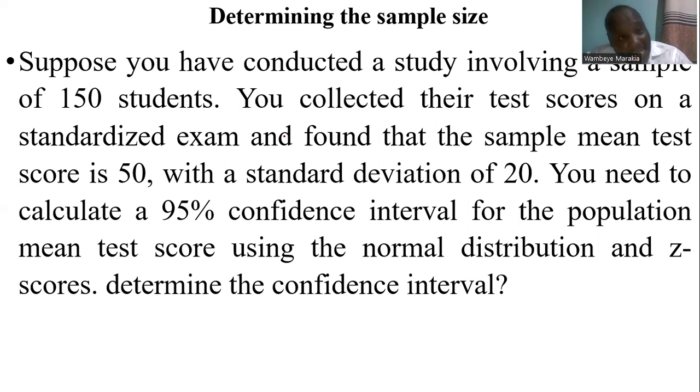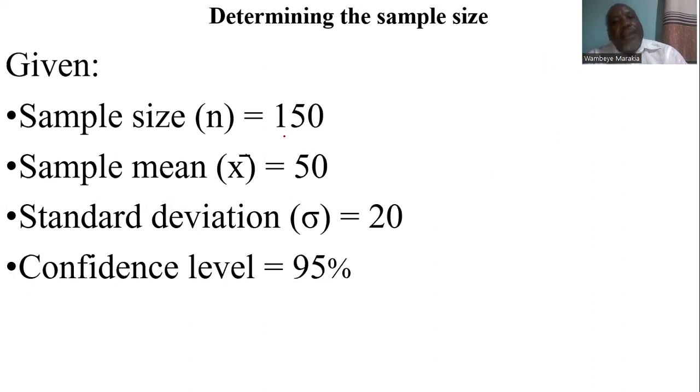How do we proceed in answering this question? First, you have to look for what you have been given. You have been given the sample size, n, which is 250. You have been given the sample mean, which is 50. You have been given the standard deviation, which is equal to 20. And you have been given the confidence level, which is 95%. Then, how do you proceed to answer that question?